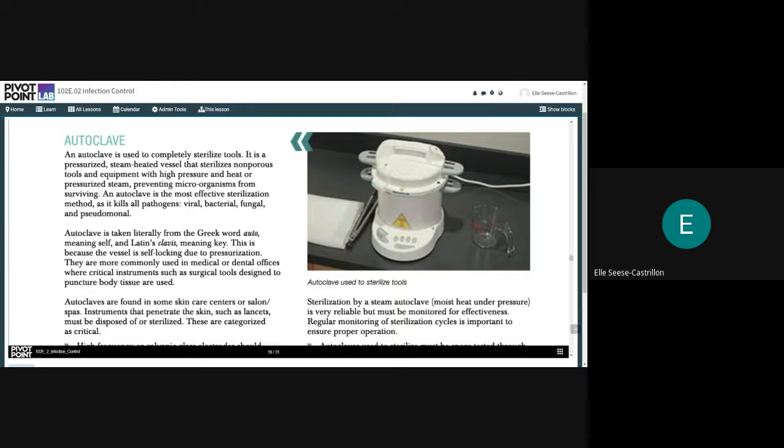Okay, so let's continue. An autoclave is used to completely sterilize tools. It is a pressurized steam heated vessel that sterilizes non-porous tools and equipment with high pressure and heat through pressurized steam, and it prevents microorganisms from surviving. An autoclave is the most effective sterilization method, and it does kill all pathogens: viral, bacterial, fungal, and sporicidal.